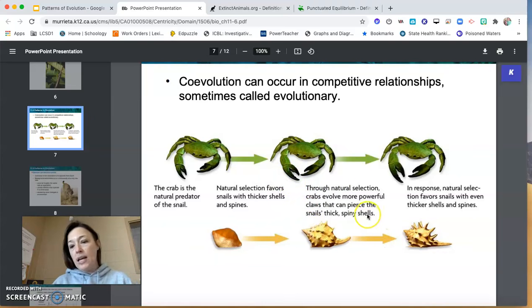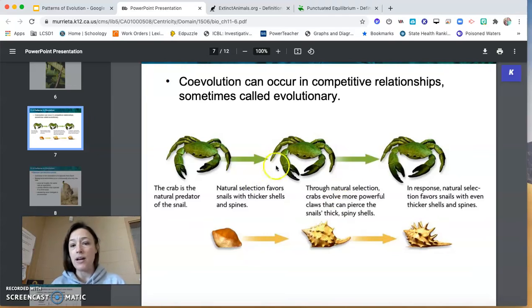And so over time, what we've seen is the shells get thicker and spinier, and the crab claws get larger, not because they wanted to, not because they said, hey, if I had a thick spiny shell, the crab couldn't eat me, or, hey, if I had a thicker claw, I could get into that snail. But simply because those are the mutations that benefited them, and so those mutations got to hang around. Other mutations may have made their shells thinner, and those mutations would have been negative and would not have been passed down. So that's coevolution.